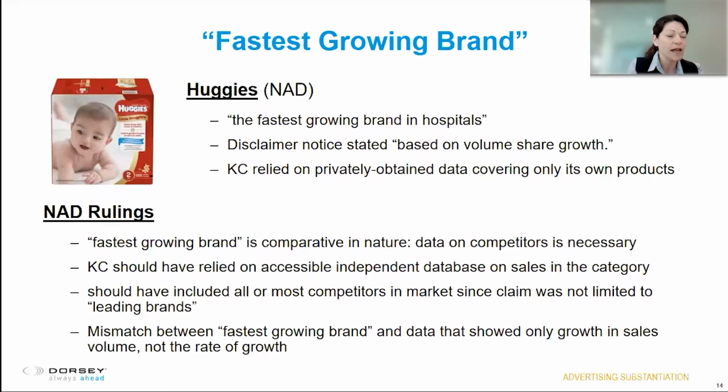And then the last thing was that Kimberly-Clark relied on an increase in their absolute shipments to support a fastest growing brand claim, which is a completely different metric, of course, than a volume share and growth in sales volume. That was basically what was stated in the claim. So there was a mismatch between the actual claim and the data that they were using to support this claim. So the NAD here recommended that the claim be discontinued.